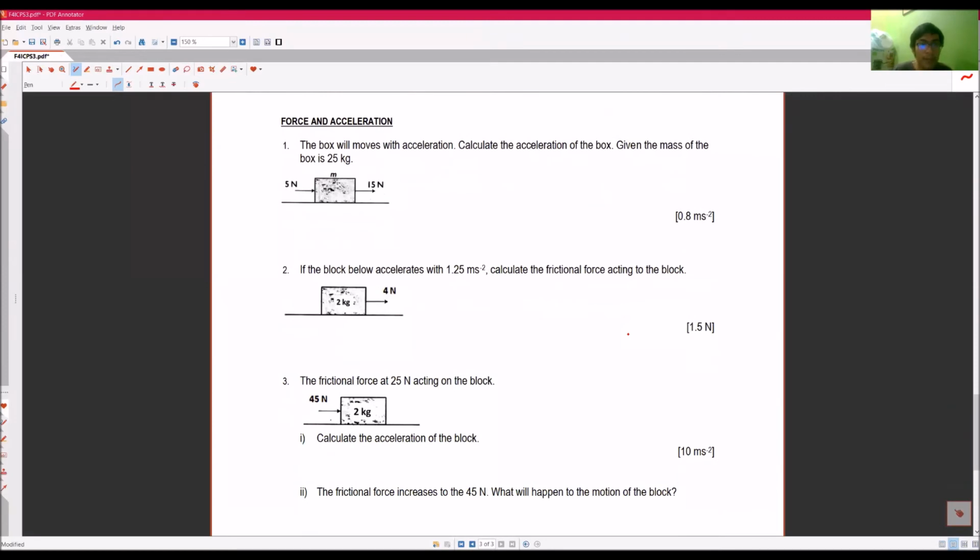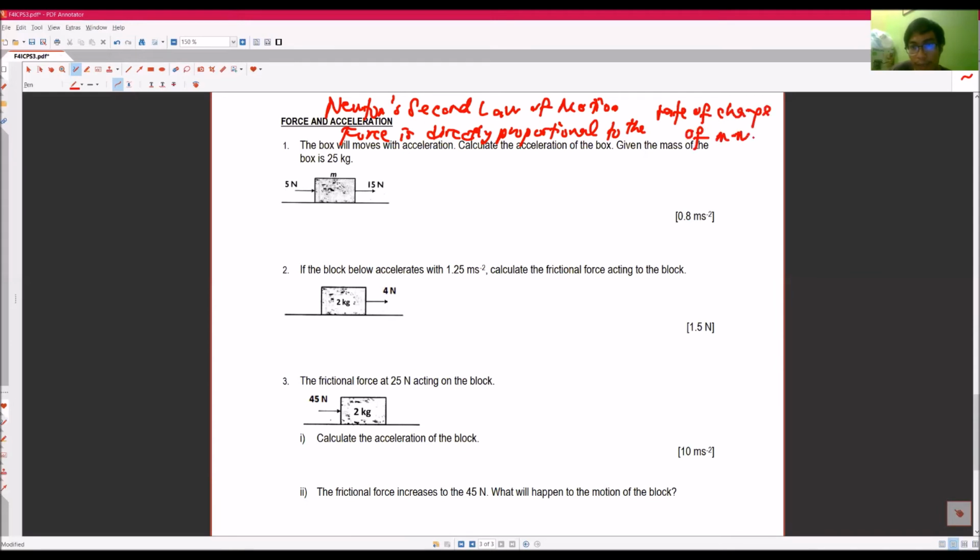Okay, next. We learn about force and acceleration. So basically, this is Newton's second law of motion, which states that force is directly proportional to the rate of change of momentum of an object and has the same direction as the acceleration.